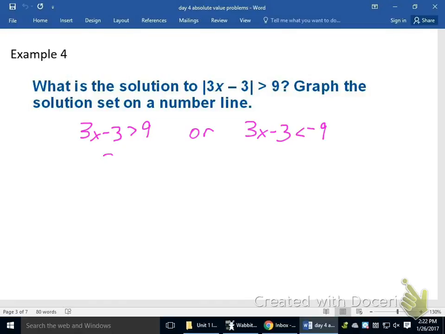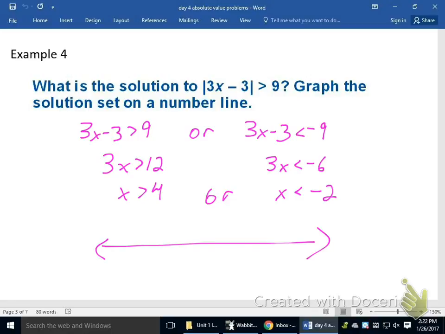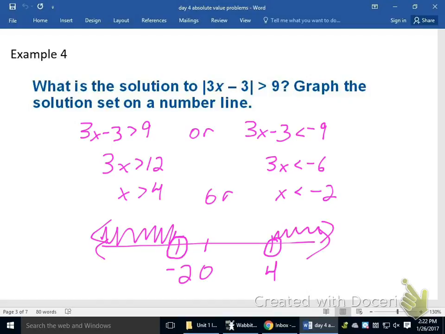All right, go ahead and solve both of these. Starting on the left, I'll add 3 to both sides, and I'll divide by 3 to get x is greater than 4. Or, and over here I'll do the same process. Adding 3 will give me 3x is less than negative 6. Divide by 3, x is less than negative 2. And it does say graph our solution on a number line. So I have two distinct groups of numbers. One of them is less than negative 2, open circle, shading to the left. The other is greater than 4, open circle, shading to the right. And there's my correct answer. This is what I'm looking for.